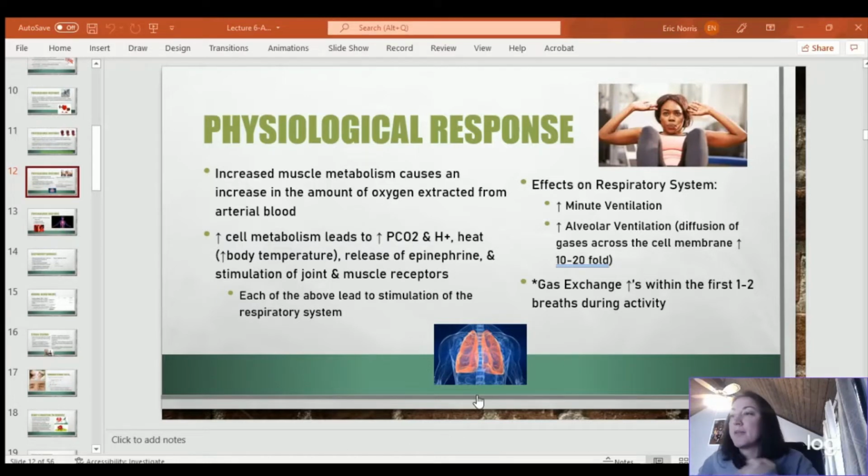Okay, I'm sorry about that. My phone was blowing up, and anyways, I was talking about PCO2, which is the partial pressure of carbon dioxide.